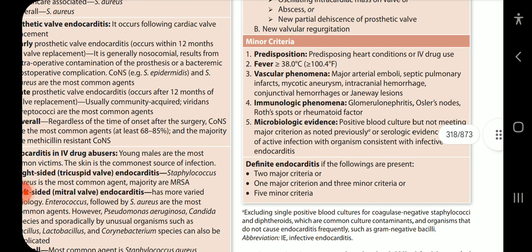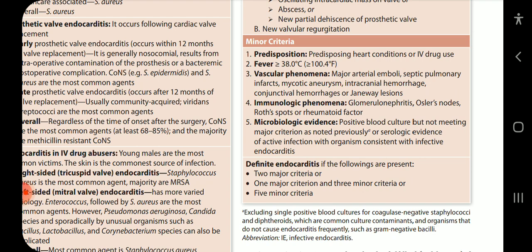For minor criteria, the first is predisposition, like predisposing heart conditions or IV drug use. Second, fever more than 38 degrees Celsius or 100.4 degrees Fahrenheit. Third, vascular phenomena like major arterial emboli, septic pulmonary infarcts, mycotic aneurysm, intracranial hemorrhage, conjunctival hemorrhage or Janeway lesions. Fourth is immunologic phenomena like glomerulonephritis, Osler's nodes, Roth spots or rheumatoid factor. Fifth, microbiologic evidence is a positive blood culture but not meeting the major criteria as noted previously, or serologic evidence of infection with an organism consistent with infective endocarditis.